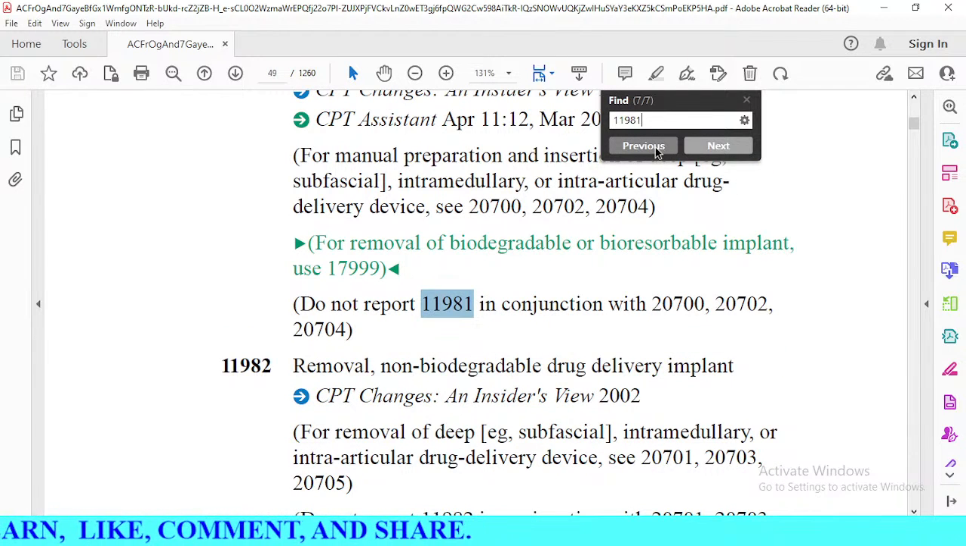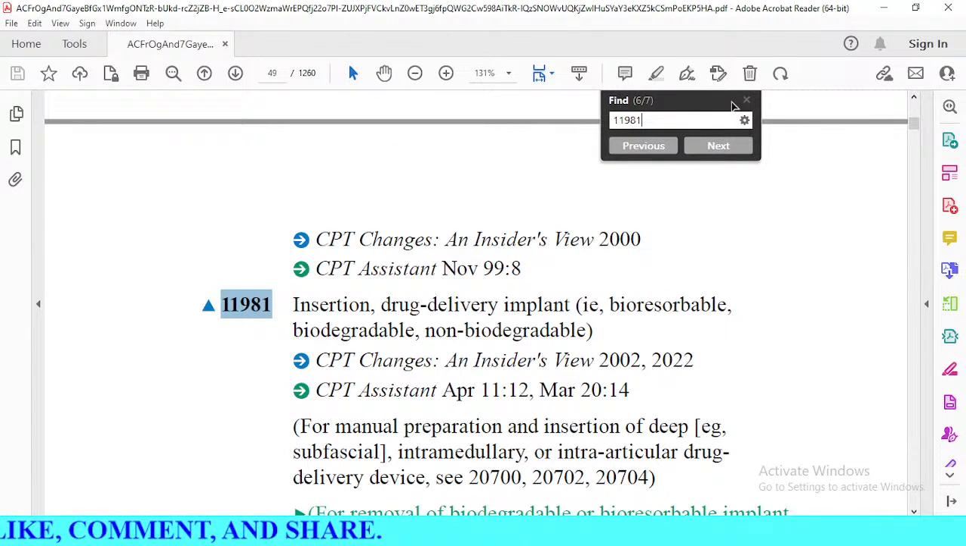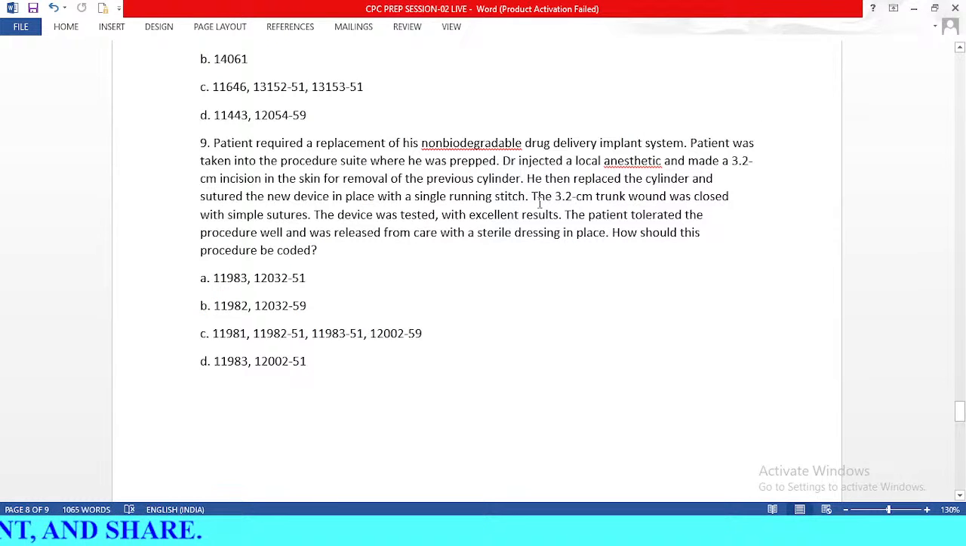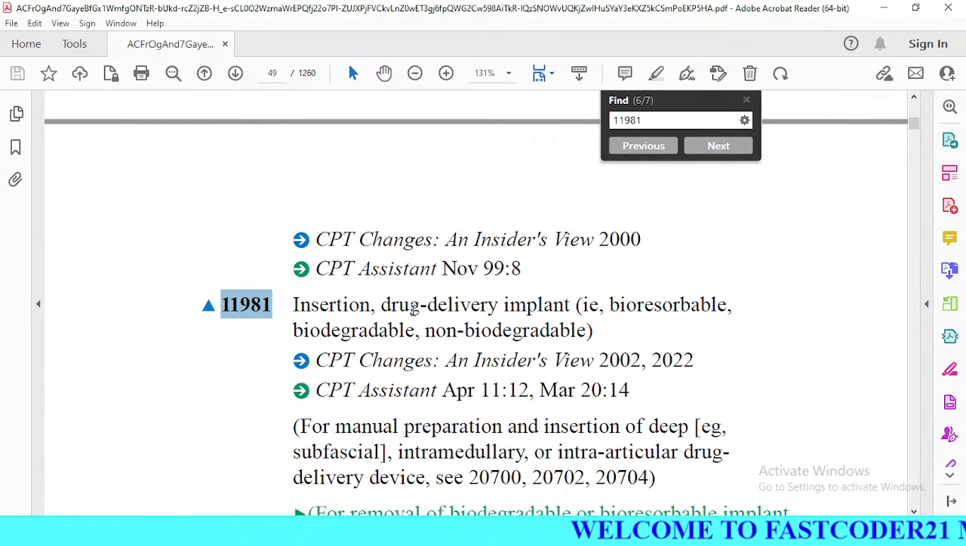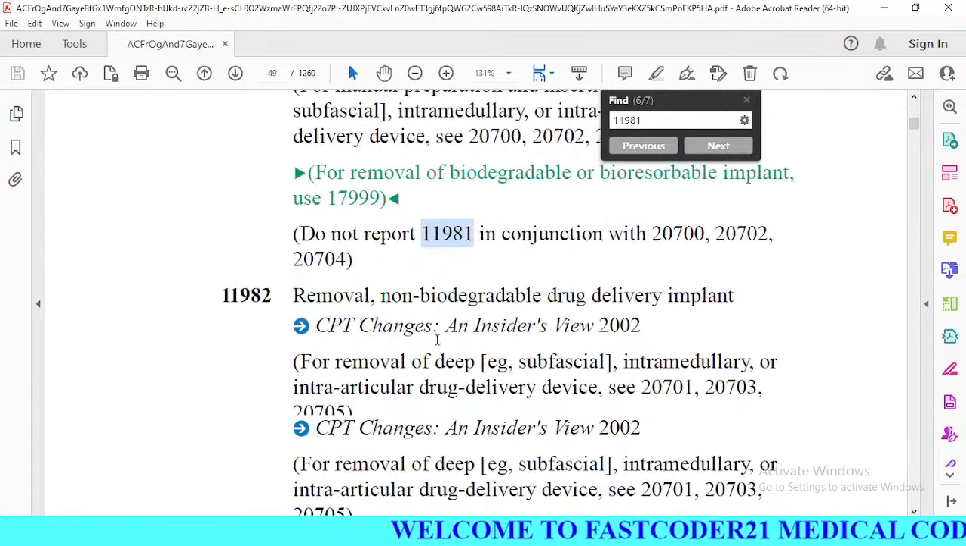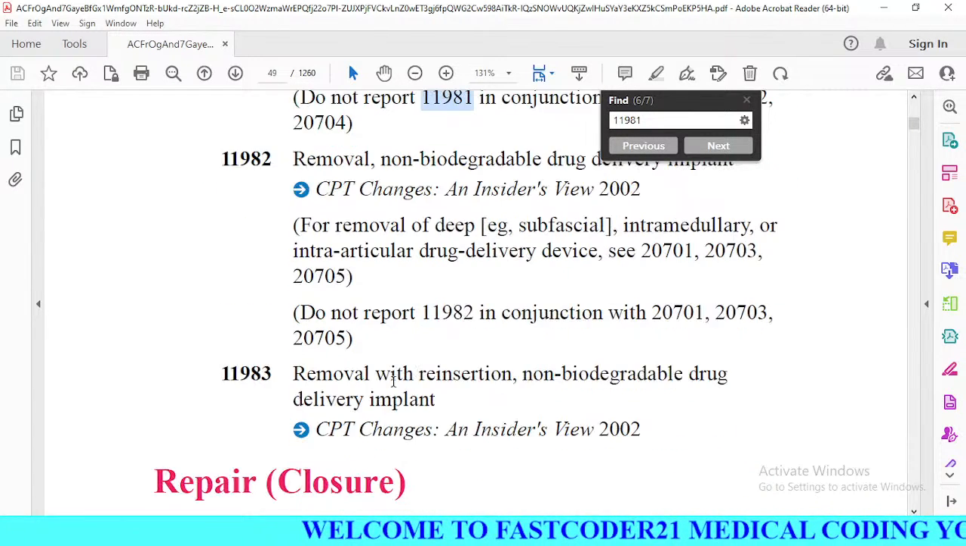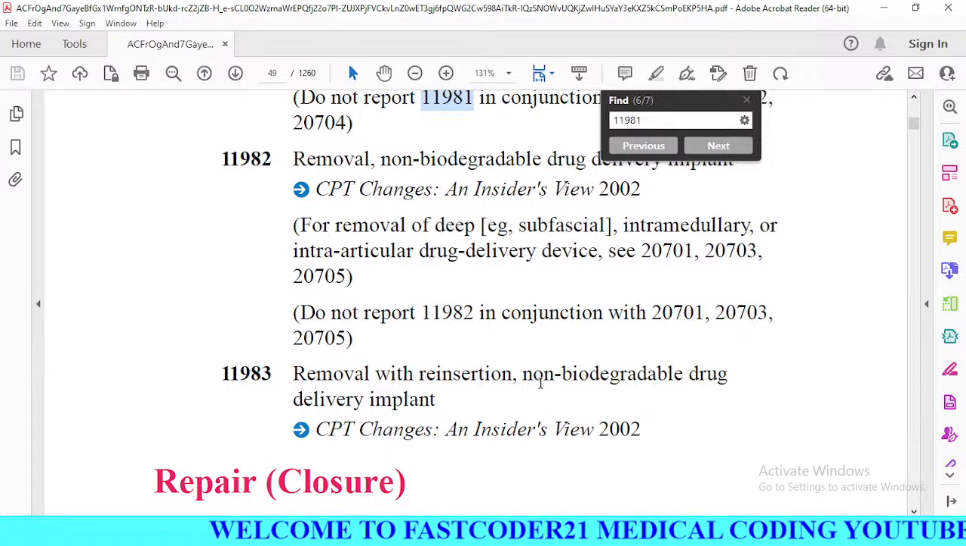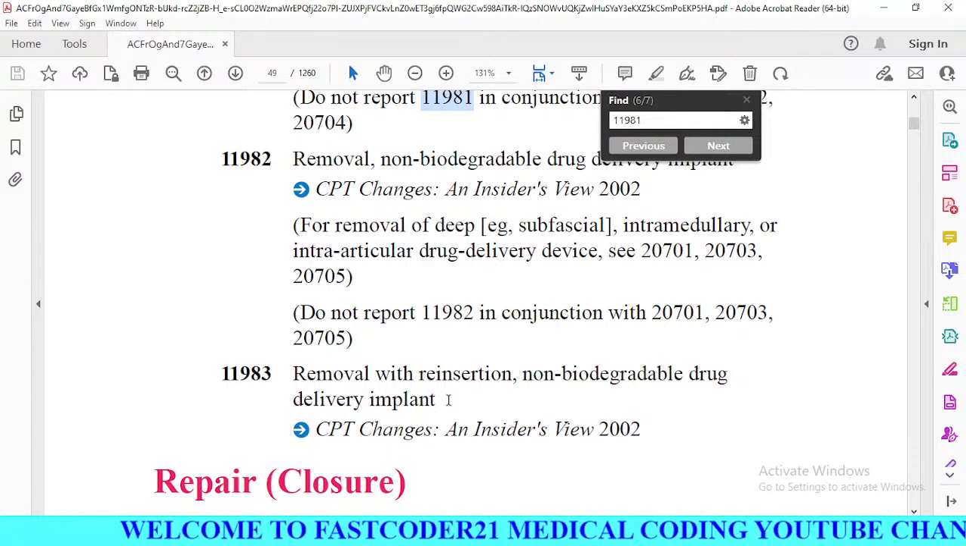If you see the code description, we can answer this easily. As per our question here, the physician has removed and replaced. Replaced means he removed the old one and replaced it with a new one. So here it is a replacement. If you see the code description, 11981 is for insertion, 11982 for removal, 11983 for removal with reinsertion of a non-biodegradable drug delivery implant.